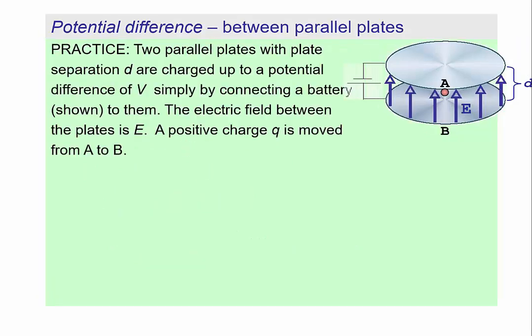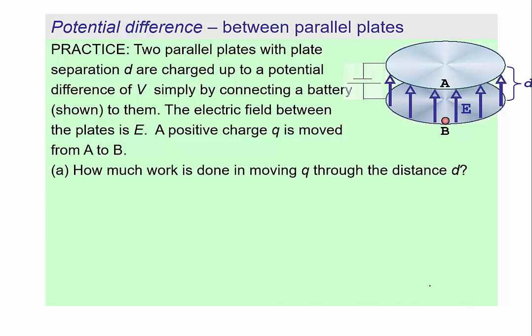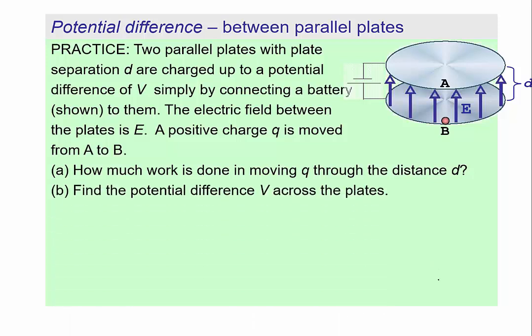So in this example, we're going to be talking about potential difference between the parallel plates, and we know that the potential difference between 2 points A and B, say, is just the work done per unit charge against the field moving from A to B. So we're moving a positive charge from A to B, and in that case it's going to be moving against the field there. So the first question is how much work is done in moving charge Q through the distance D, and the second question is find the potential difference across the plates.